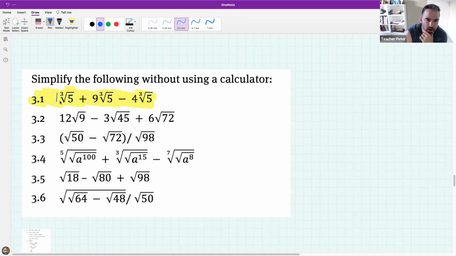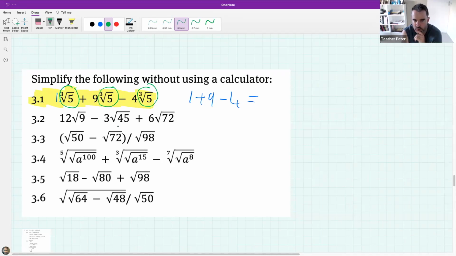So this is 1 cube root 5. That's 9 cube root 5. That's 4 cube root 5. So what is 1 plus 9 minus 4 going to be equal to? Remember, this is the same thing. It's the cube root of 5, but the coefficient is important. So what's my final answer going to be? I've got one of those, 9, and then I take away 4. I end up getting 6, but it's not just 6 of anything. It's going to be 6 cube roots of 5.